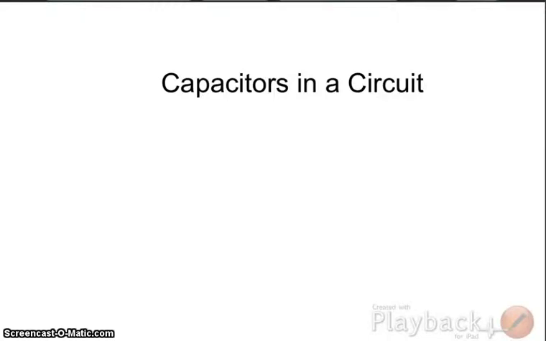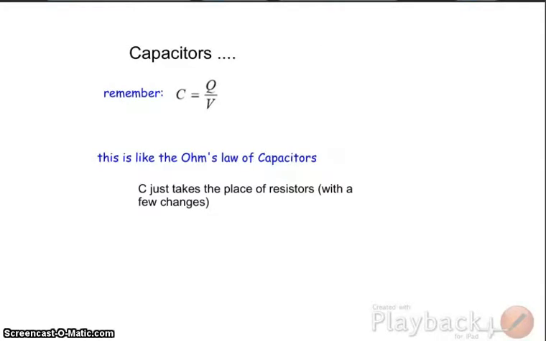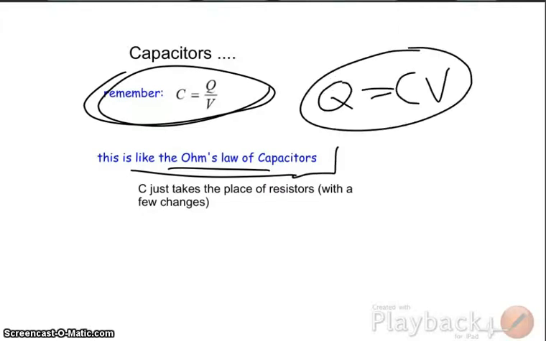Alright, so we looked at capacitors as statics. Well, capacitors are put in circuits. Now, you should remember this equation right here: C equals Q over V. It's a lot like Ohm's law, but for capacitors. You know, Q equals CV. That's another way I just rearranged it. Okay. C takes the place of resistors with a few changes.